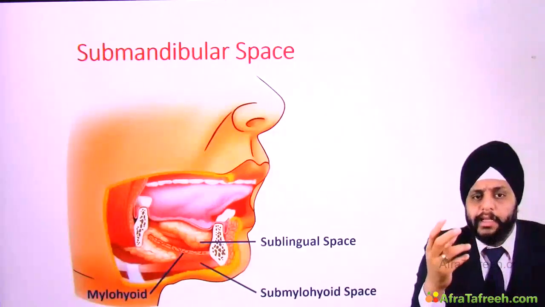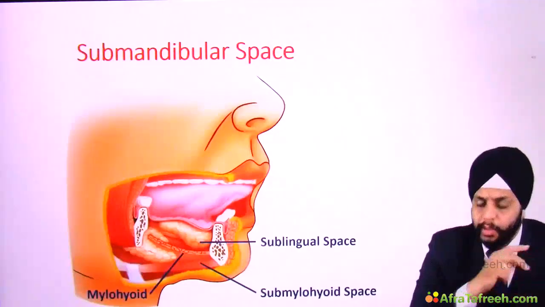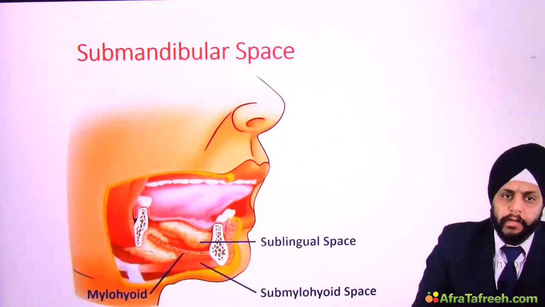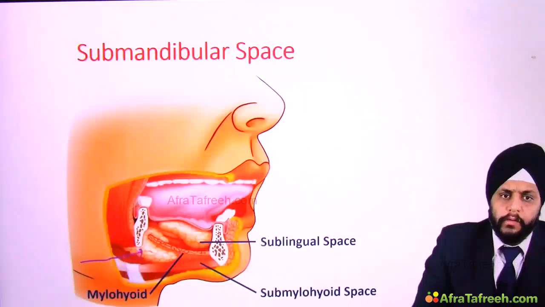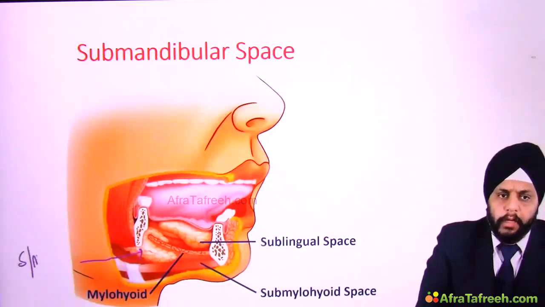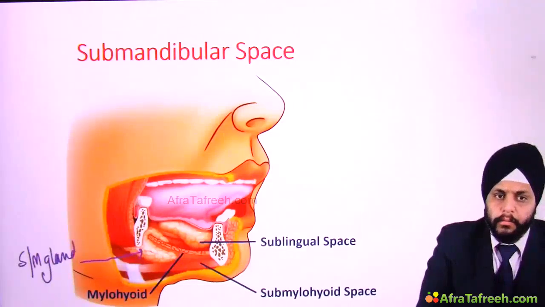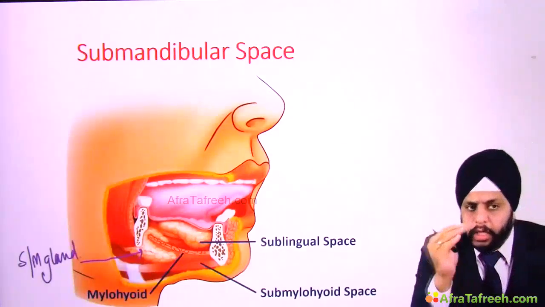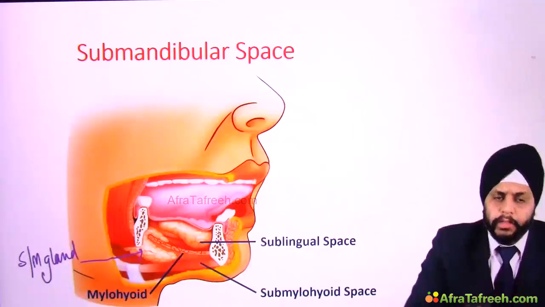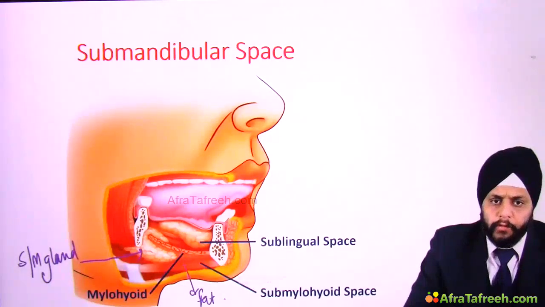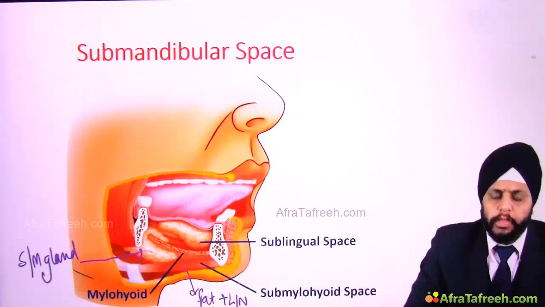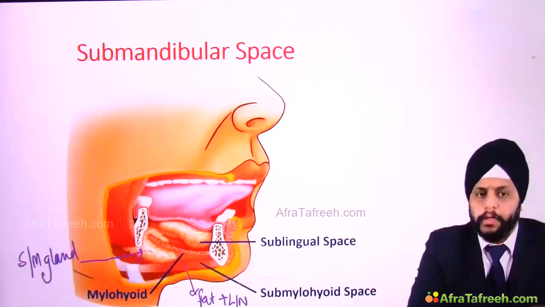Now what is there in the submylohyoid space? What do you see over here? This is the submandibular gland. What else do we have? We have fat and lymph nodes in the submylohyoid space.